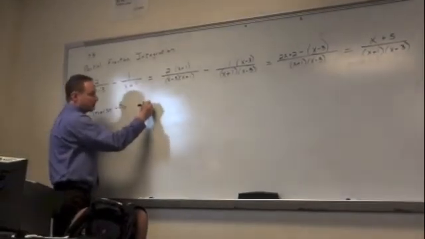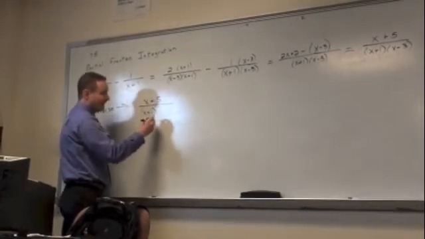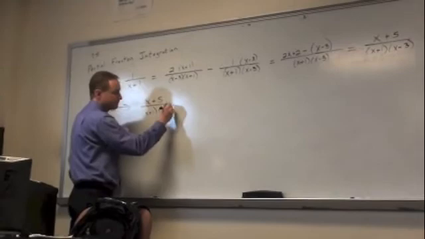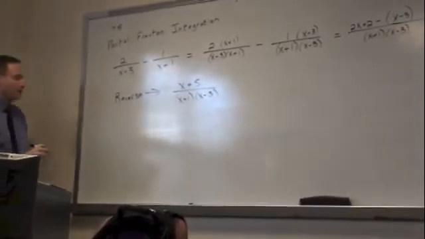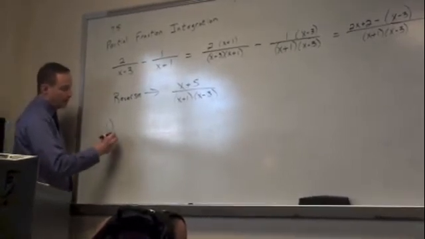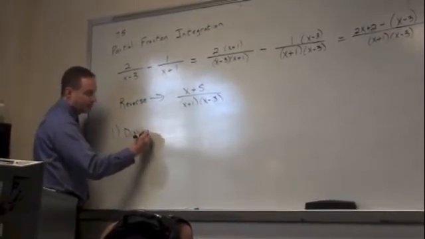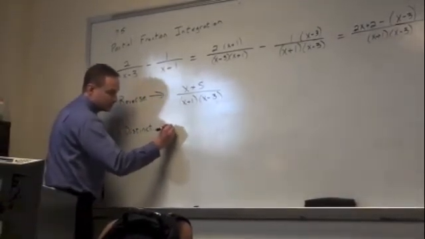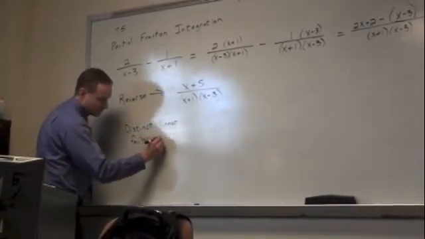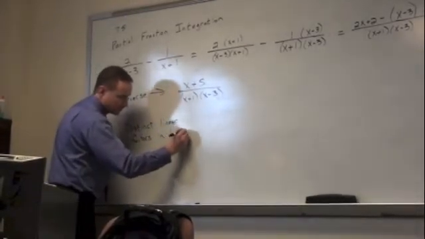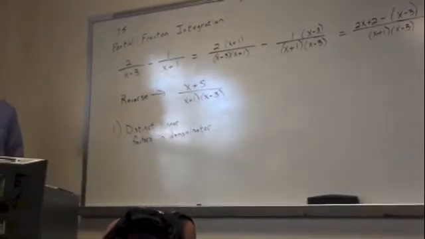If I start with x plus 5 over x plus 1, x minus 3. There are going to be 5 methods here. Method 1 is whenever you have distinct linear factors in the denominator. Otherwise known, this is the easy case.